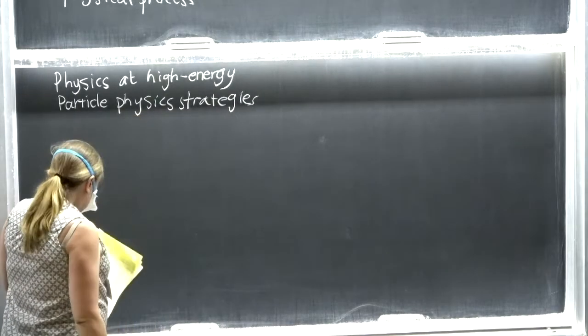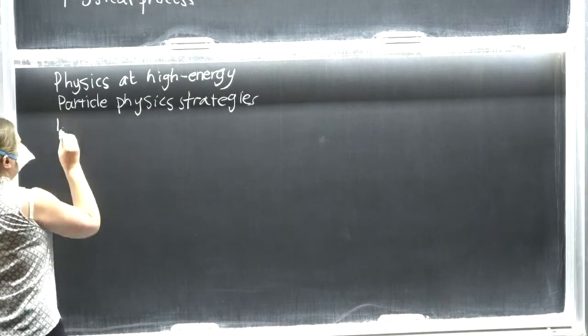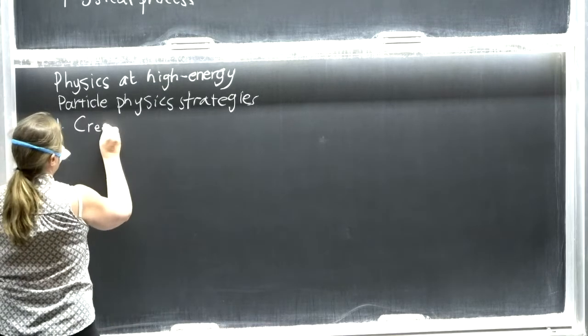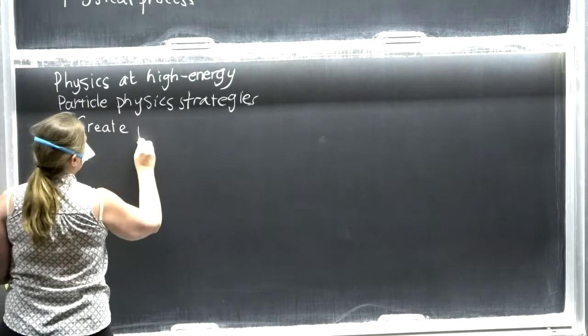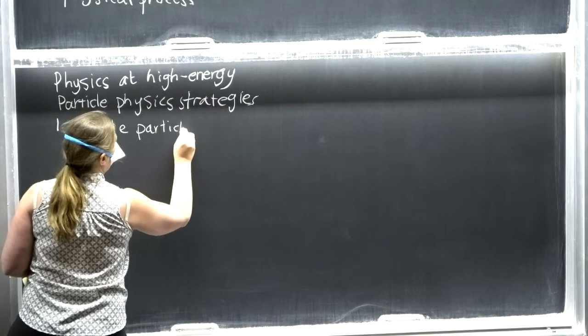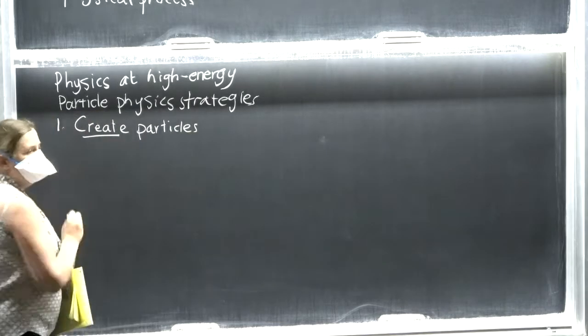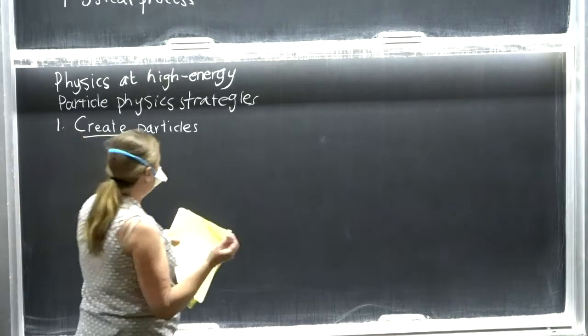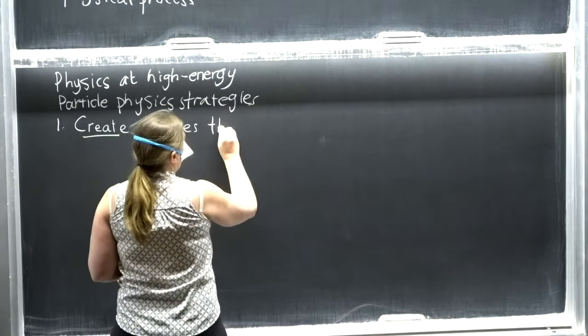So strategy number one, which is the one you kind of think about when you start thinking about this, is that we want to create particles. Notice I use the word create here. What we mean by that is we're trying to create different particles, not the ones that I stick inside my accelerator, create some sort of new particle through high energy collisions.